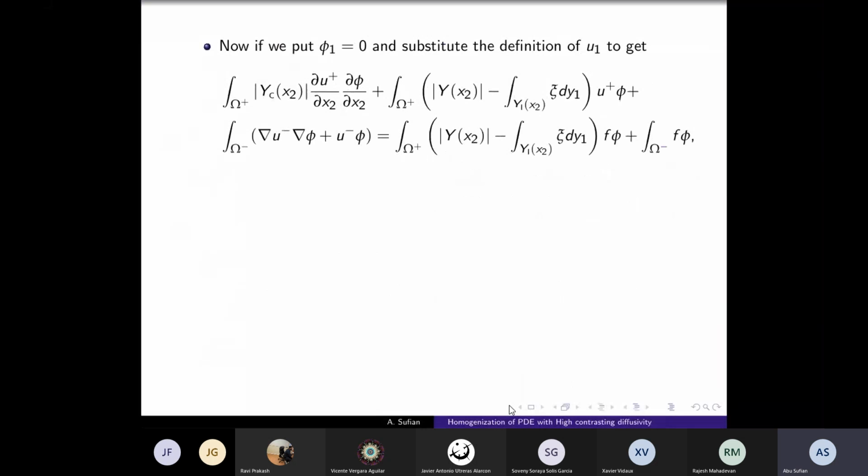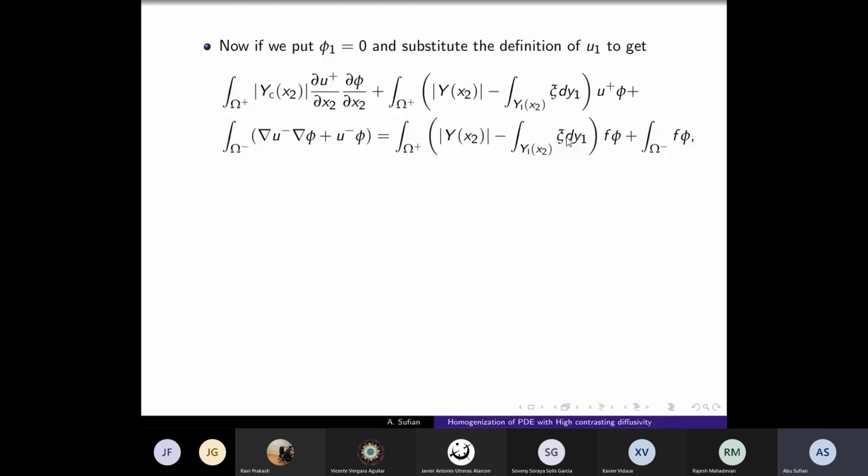Now, if we put phi 1 equal to 0 in the limit two-scale variational form, and replace the definition of u1 in the variational form, we end up with this variational equality. In place of u1, we have replaced this f minus u plus times xi, and we integrate with respect to y1. So we have Y x2 minus the integral over Yi x2 of xi. If you recall, alpha x is what we have denoted by this quantity.